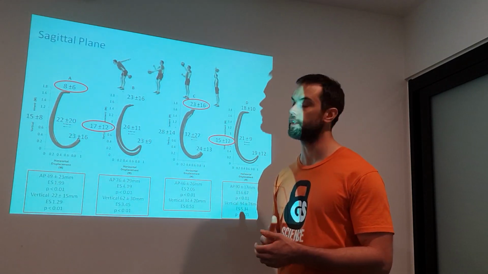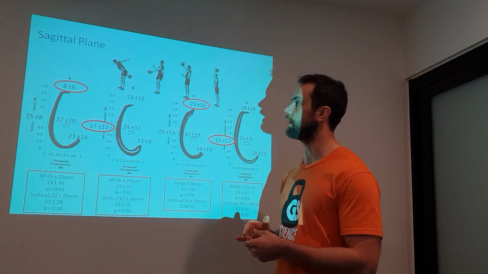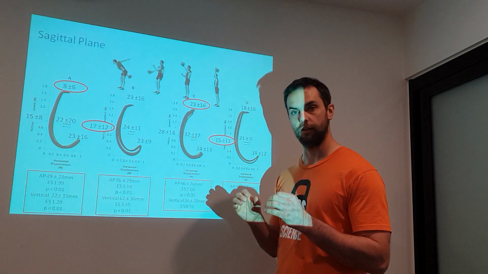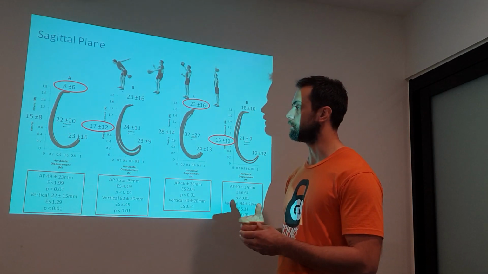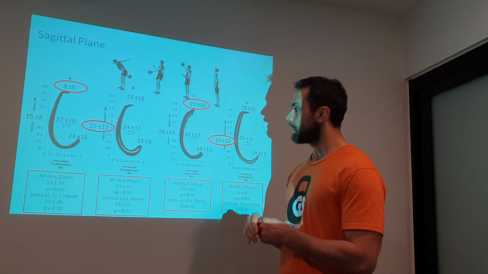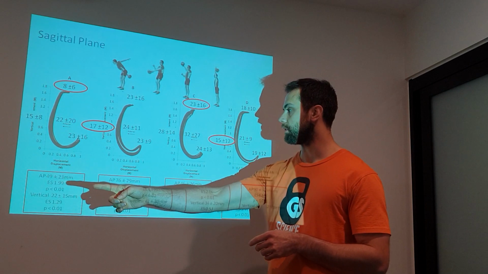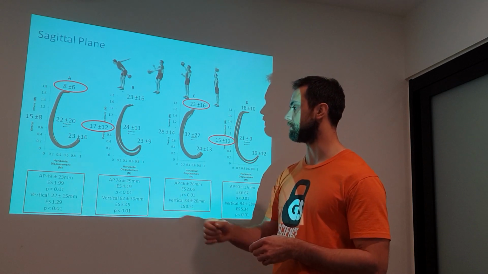You probably couldn't perceive that. Lifter A actually had an 8 mil difference, so that's very, very low. Or they're all quite low. Now, down here, so we've got the differences between the midpoints.